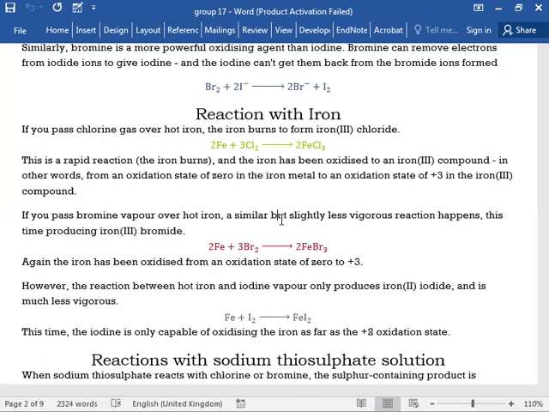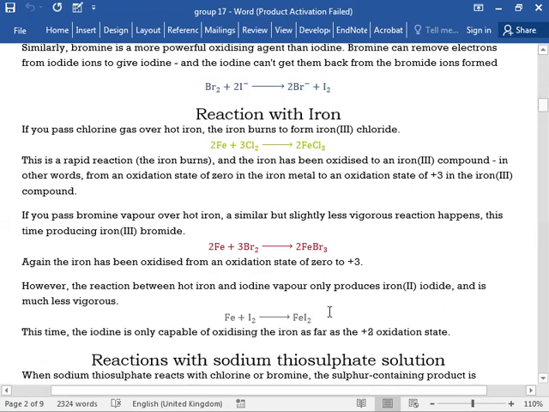Is this clear? So this shows that yes, both are oxidizing from 0 to +3, but chlorine is doing it with more energy. So chlorine is a stronger oxidizing agent. But we cannot use it as a clear indicator to explain the strength between the oxidizing power of chlorine and bromine. What happens once we do that with iodine?